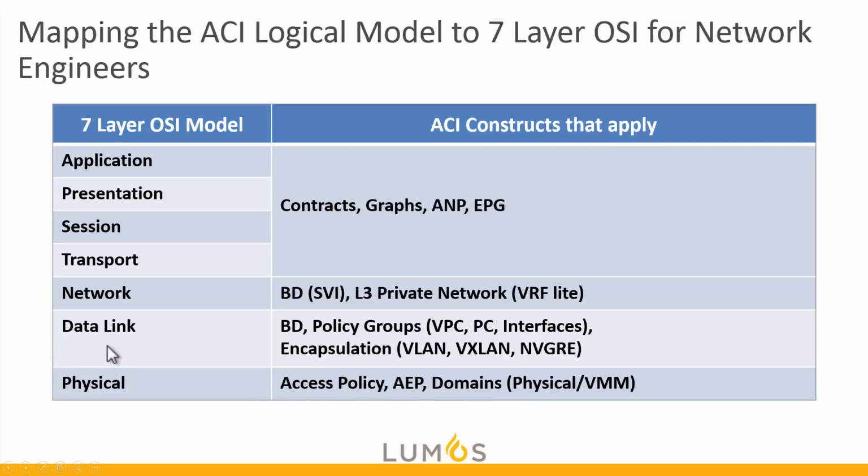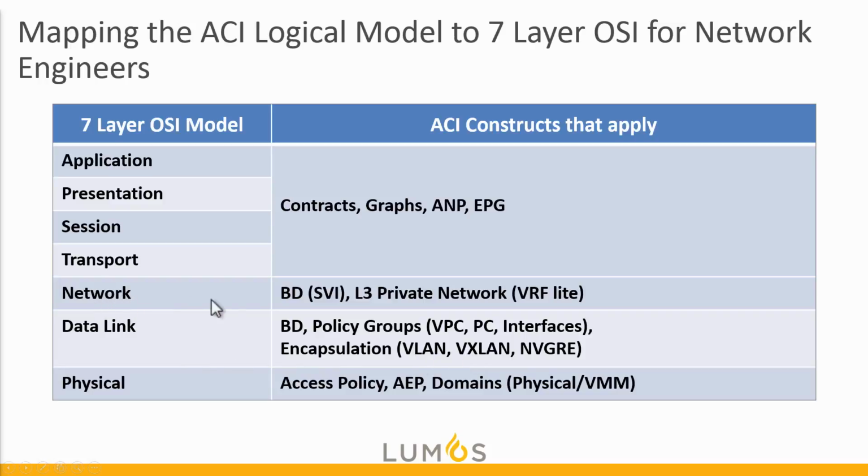At layer 2, the data link layer, we have the concept of a VXLAN bridge domain. This would have traditionally been a VLAN. We also have policy groups, things such as either VPC or traditional port channel or interface policy groups, along with their encapsulation, whether it's VLAN, VXLAN, or NVGRE that's coming in from the southbound ports into our leaf switch.